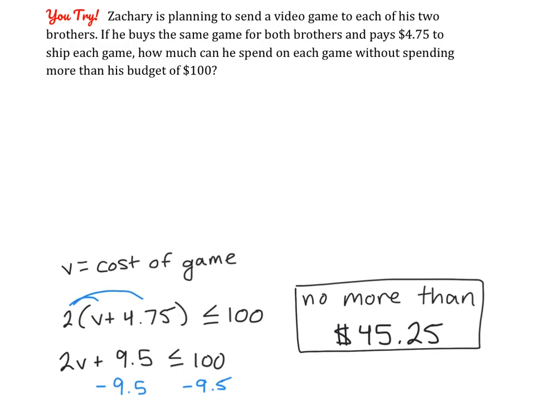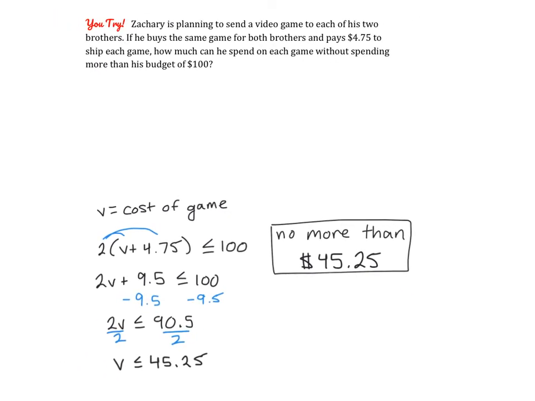Okay, let's have a look. So here I defined V as the cost of a video game. So the cost of the game plus shipping would be V plus $4.75. And then since he wants to buy the same thing for each brother, you multiply that by 2. And then it says that he can't spend more than his budget of $100. So the total cost of both games, including the shipping, must be less than or equal to 100. Because the budget of 100 implies that anything 100 or less will be fine.